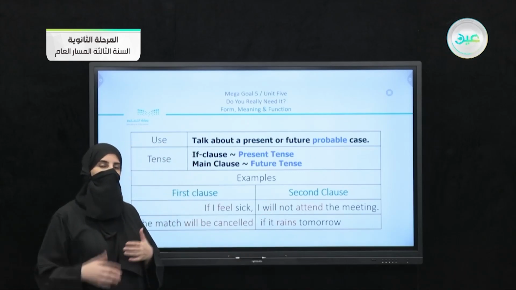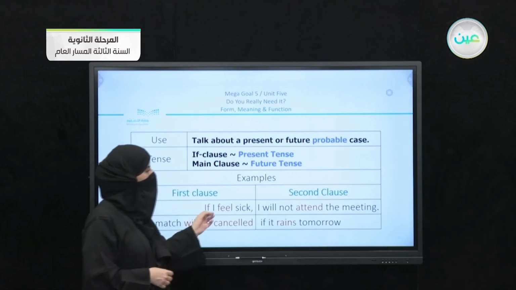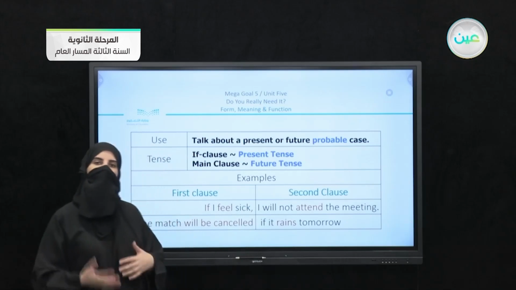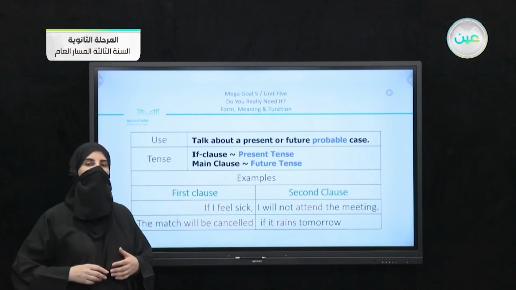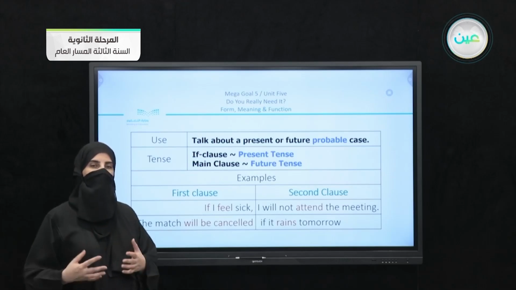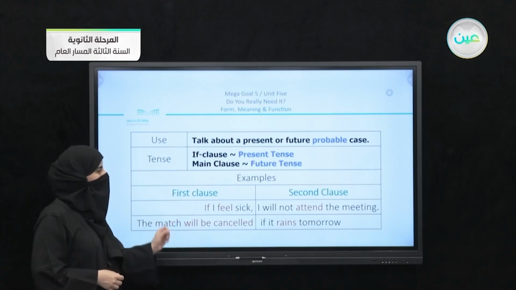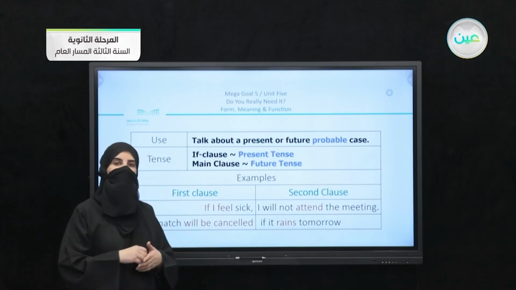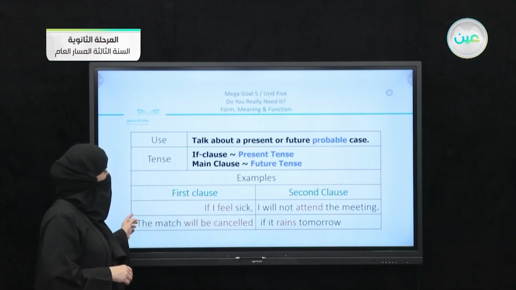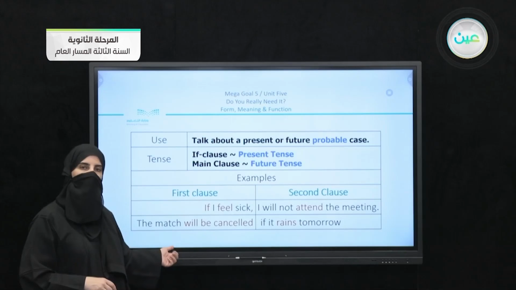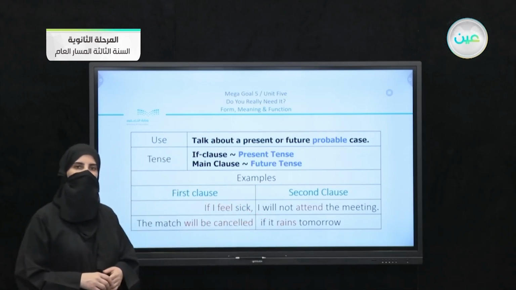And the other example is the same as well. We have here, the match will be canceled if it rains tomorrow. So we just rearrange the sentence. We have here if in the middle of the sentence. And I remind you that the comma is the same idea as we have in the adverb clauses. If if is at the beginning of the sentence, you do have your comma, but if it is in the middle, you do not need the comma. So we can see that we have here the match will be canceled. This is the main clause. And we have here if it rains, simple present in the if clause.